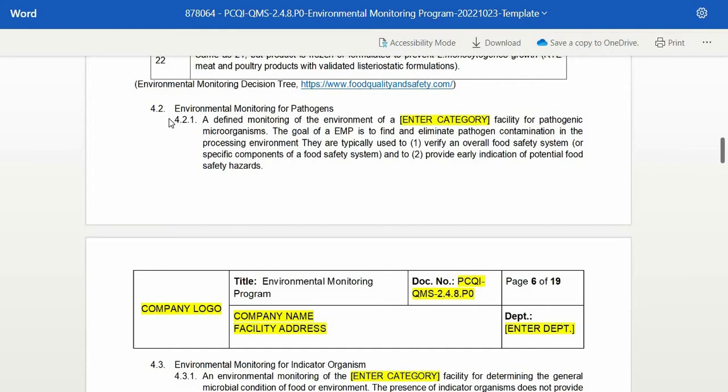They are typically used to 1. Verify an overall food safety system or specific components of a food safety system, and 2. To provide early indication of potential food safety hazards.